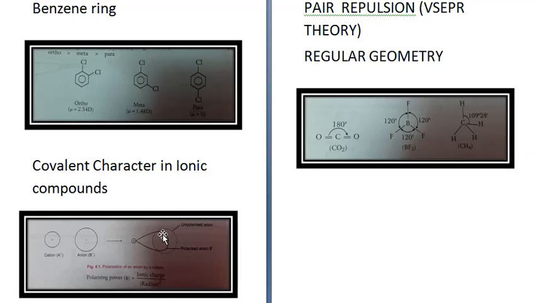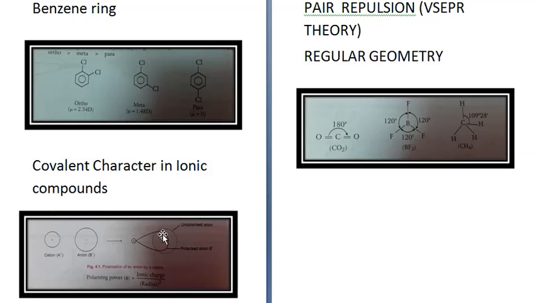Magnitude of polarization is given by Fajan's rule, which says covalent character in ionic compound is large when both cation and anion have high charge. For example, AlCl3 has more charge, more polarizing power compared to MgCl2. Why? Because Al has plus 3, Cl3 minus 3. MgCl2, Mg has plus 2 charge, Cl2 minus 2. And this will be greater than NaCl, where Na has plus 1, Cl is minus 1.